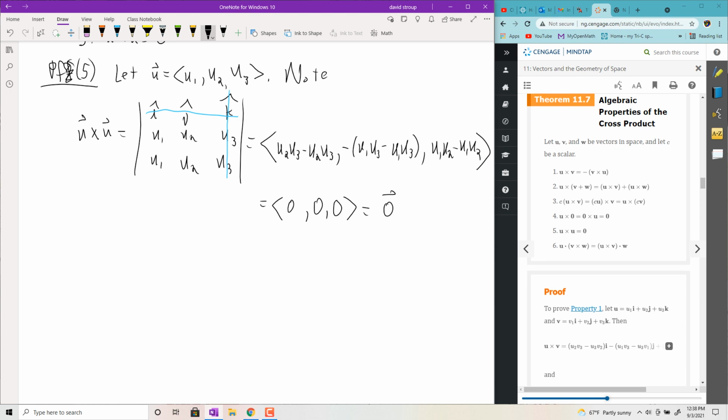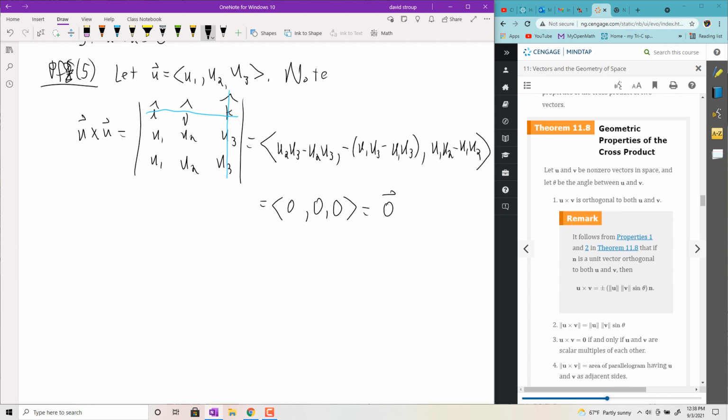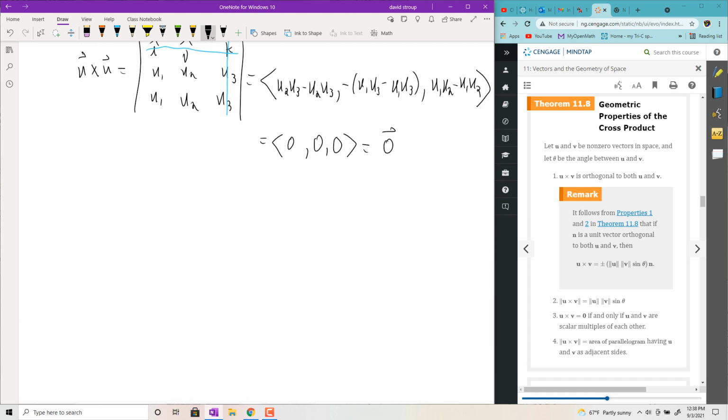Let's look at the geometric properties. When we talked about the dot product, we talked about it as a measure of alignment between two vectors. The way I see the cross product is more of a measure of orthogonality. So the more aligned they are, the lower the number. If they're in the same direction, the cross product is 0. When they're completely out of alignment, that's when the magnitude of the cross product will be greatest. So you think of it as a measurement of orthogonality.